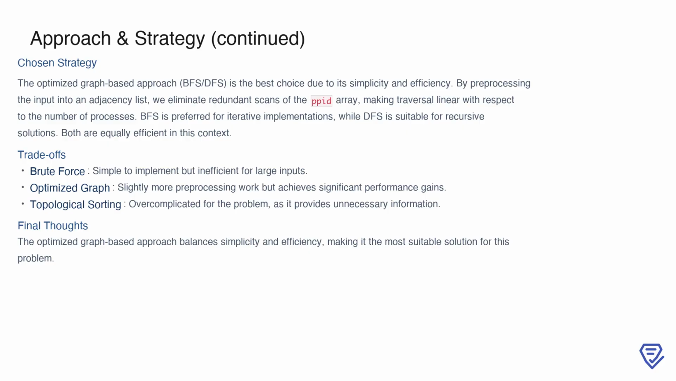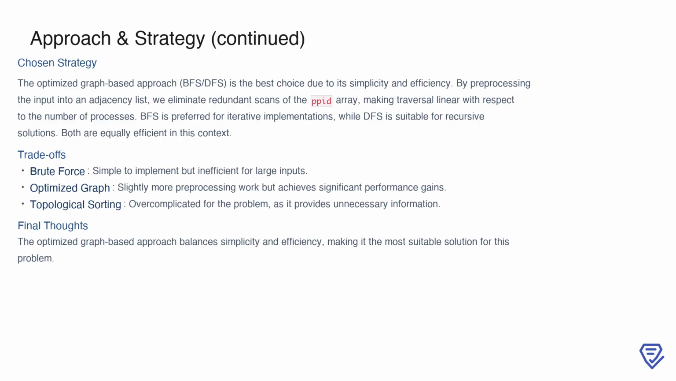When comparing approaches, the brute force method is simple but too inefficient for large inputs, while topological sorting adds unnecessary complexity. The graph-based approach strikes the perfect balance between simplicity and performance. It ensures that we achieve the desired result efficiently while keeping the implementation straightforward, making it the most suitable choice for this problem.